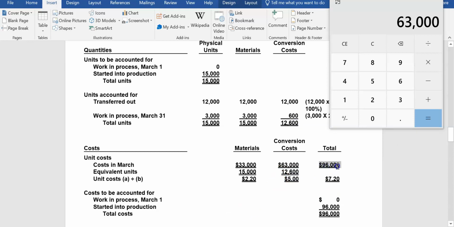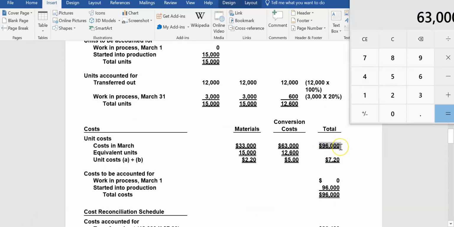I have now accounted for the total cost incurred during the month to produce some complete and some partially completed units, and I've accounted for them on a per equivalent unit basis. $2.20 per equivalent unit for materials and $5 with respect to conversion. The total equivalent unit cost, $7.20.